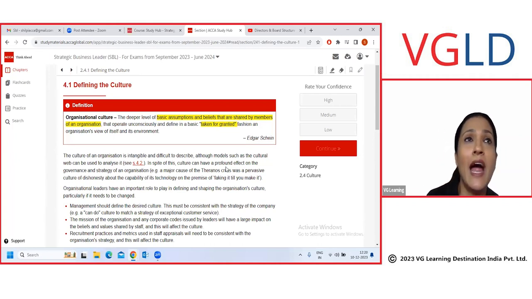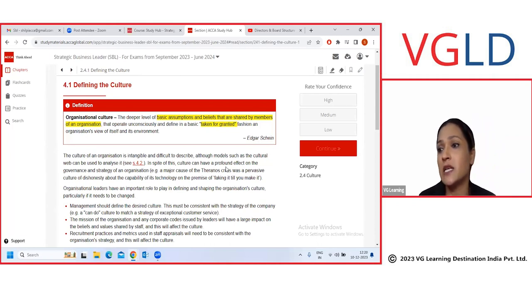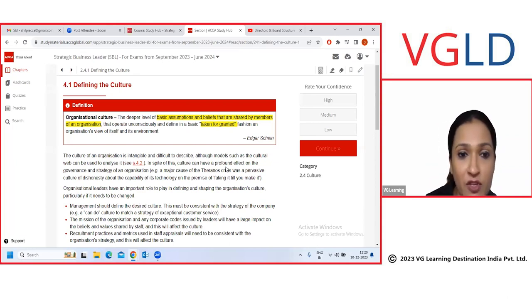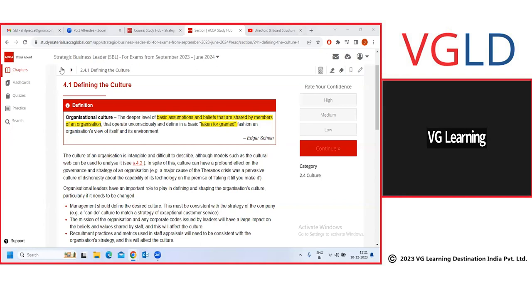If we see that not maintaining a good, healthy work-life balance is something which is the culture of the organization, an acceptable culture of the organization, we consider that it should be an acceptable culture by the organization. Quickly read through it, guys.